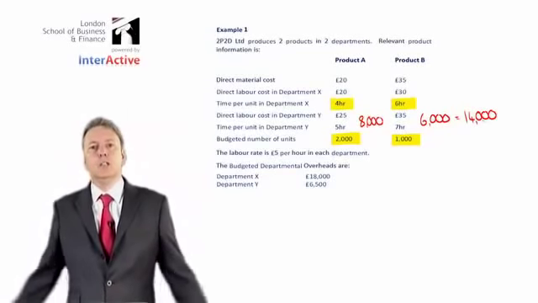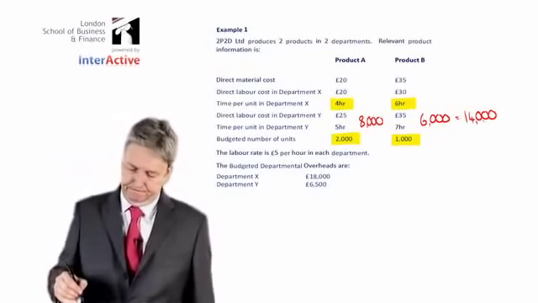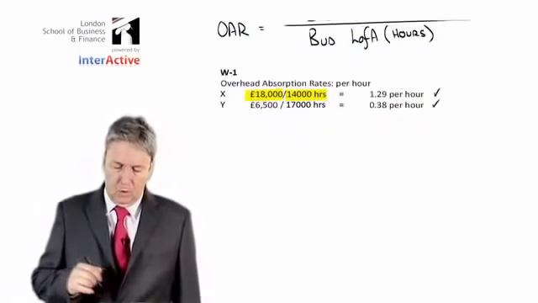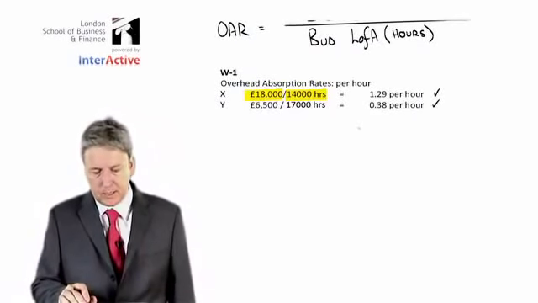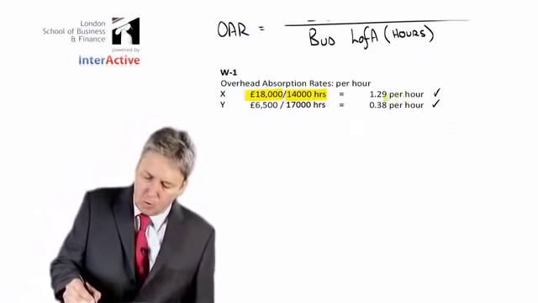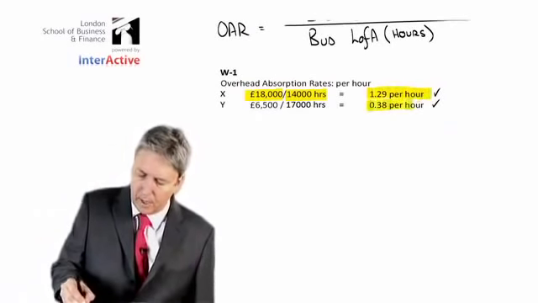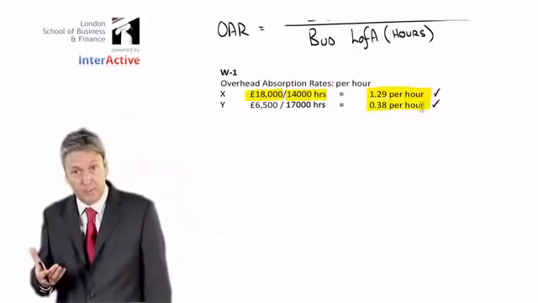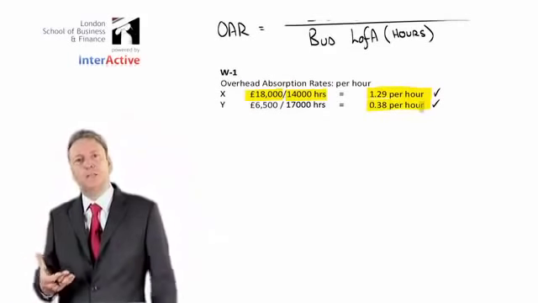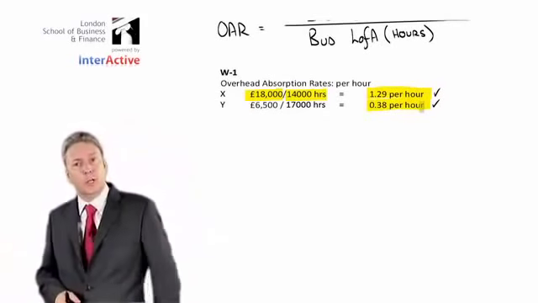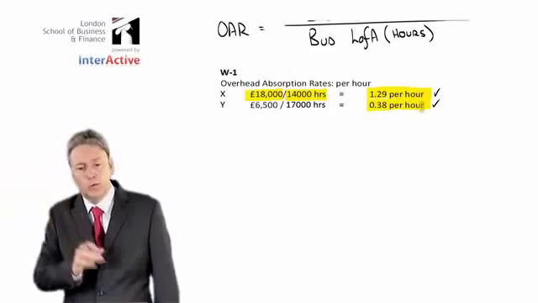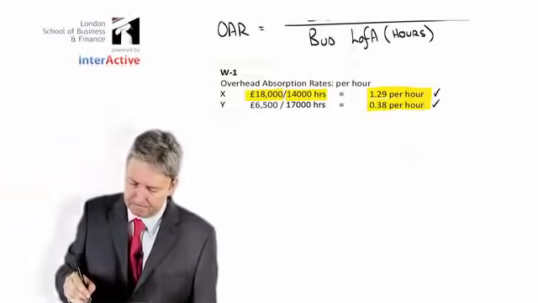So, what have we done here? What we've managed to do is to get our overhead absorption rates. That is a rate per hour, a rate per labour hour. Once we have that rate for the department as a whole, then what we can do is apply it to the individual products to absorb the overhead to the products.